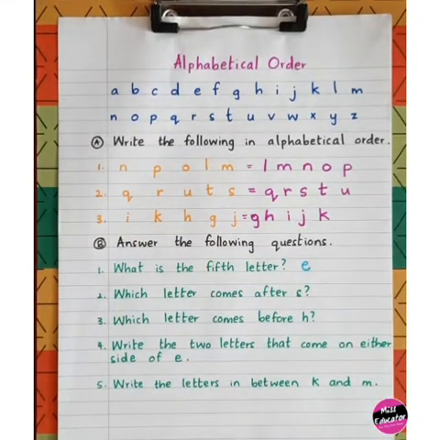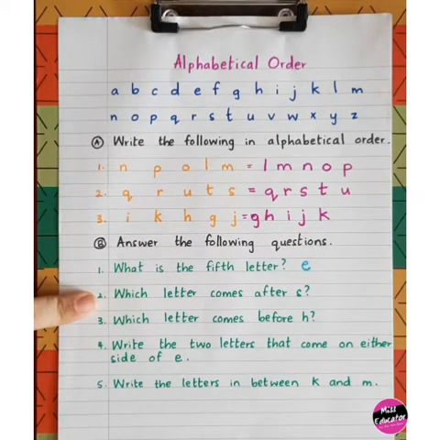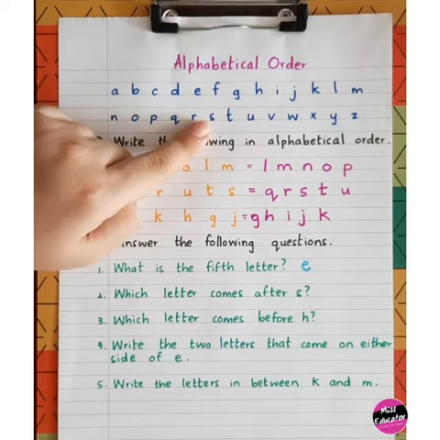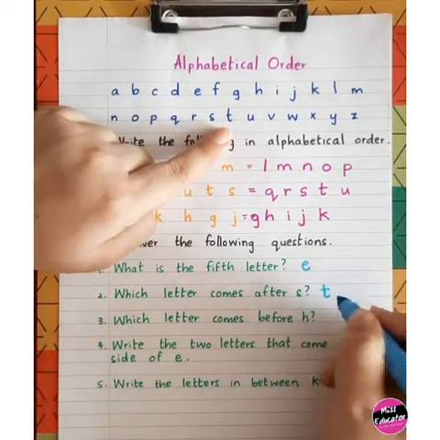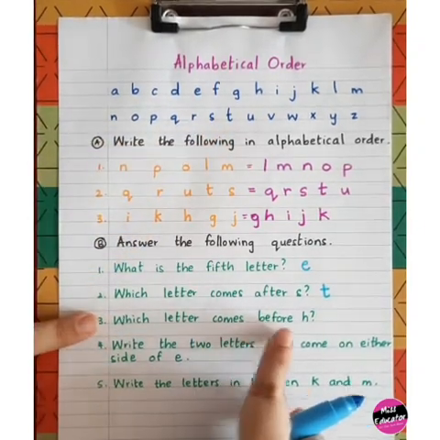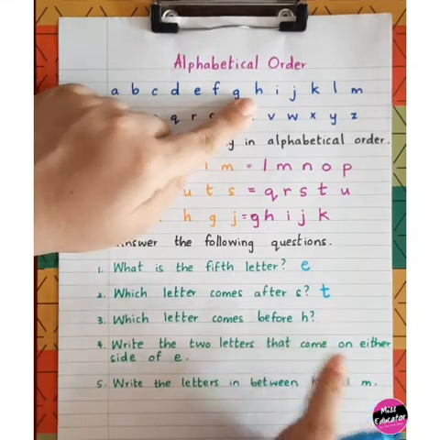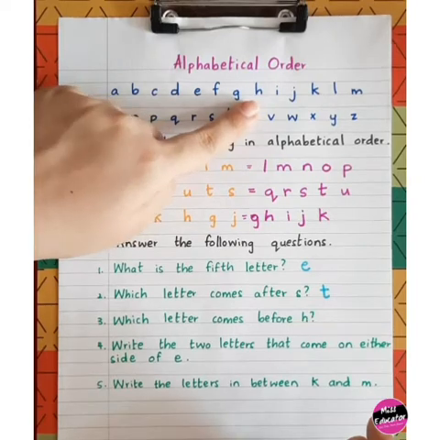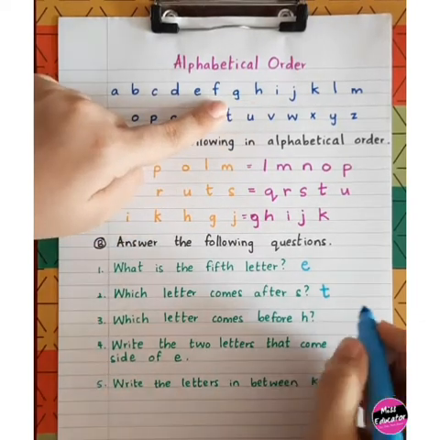Let's look at the next question. Which letter comes after S? So let us find S. After S we have T. So T is the answer. The next question says, which letter comes before H? So let's find H. They are asking us what comes before this. So before H, we have G.